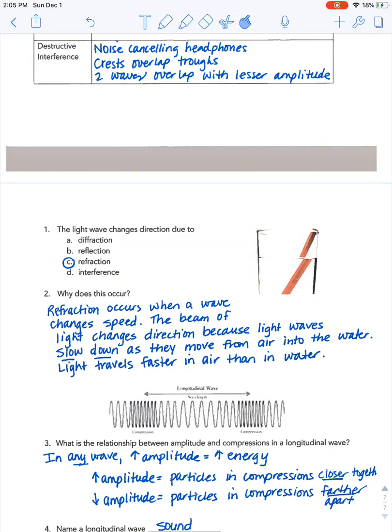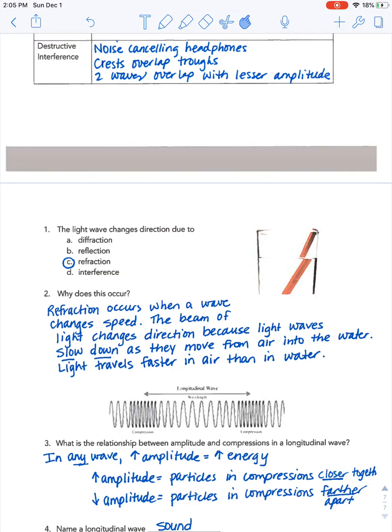Number 3, what's the relationship between amplitude and compressions in a longitudinal wave? Here's my longitudinal wave, like a slinky. It's that parallel movement with the medium and the wave. And anytime that the amplitude's higher, the energy is higher. So if my compressions are closer together and my rarefactions are further apart, I've got a higher amplitude, more energy. If the particles in my compression are further apart, it's harder to see the compressions versus the rarefactions. That's a lower amplitude, not as much of a difference between compression and rarefaction, and that's because there's less energy going through.